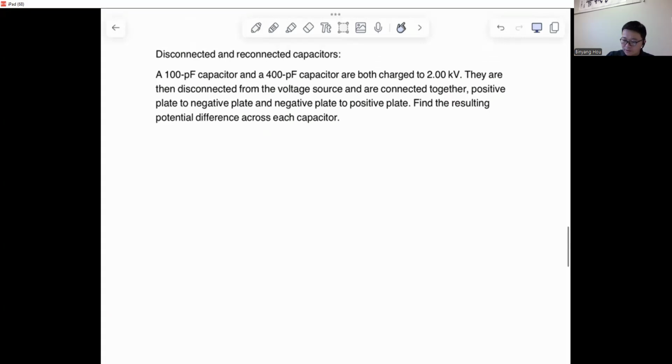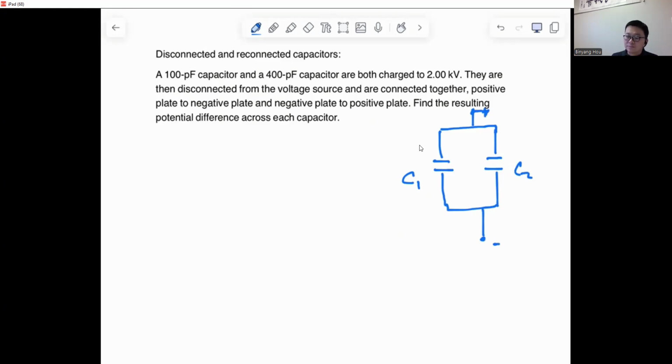C1, capacitor 1, okay, we call it C1. And then there's a capacitor 2, call it C2. So both are connected to the same terminal here. So across these two terminals, plus and minus, is 2 kilovolts.